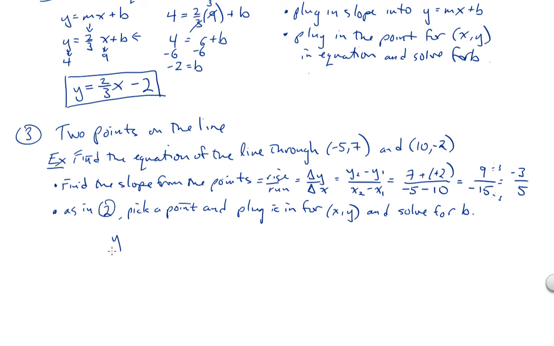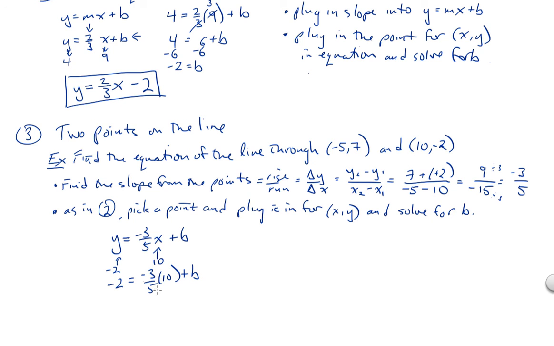So let's write down what we have so far. We have y equals negative 3/5 x. We've got our slope so far. And then I'm going to plug in 10, negative 2 for x and y. Now 10 is the x value, so it goes here. This is the 10, and this is the negative 2. So I'll write that negative 2 equals negative 3/5 times 10 plus b, and we'll just solve for b.